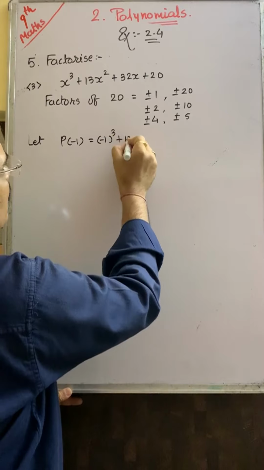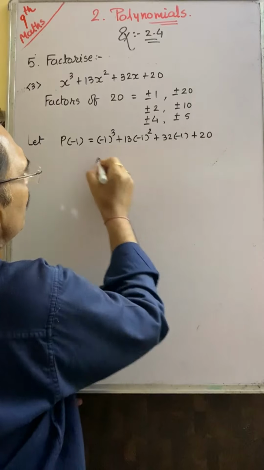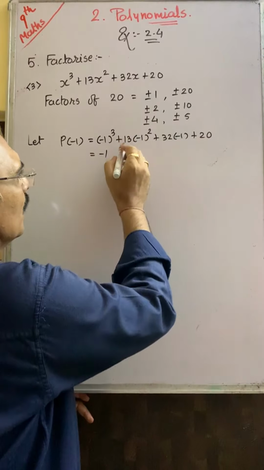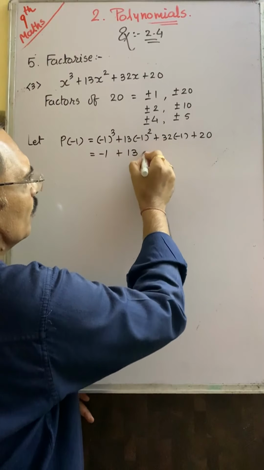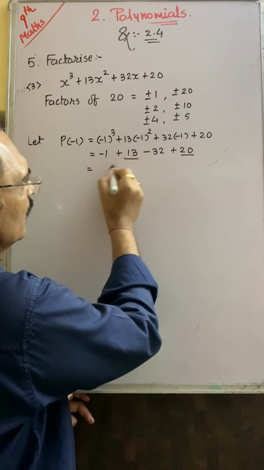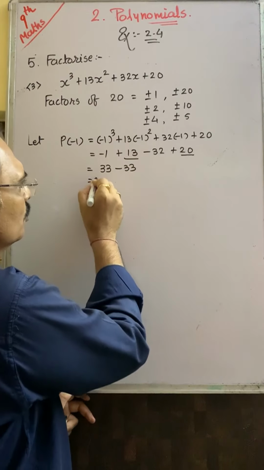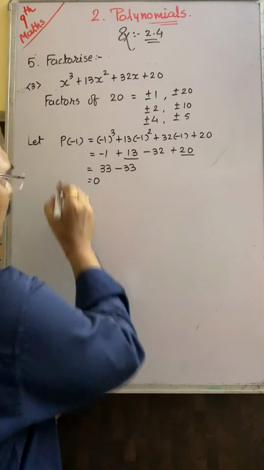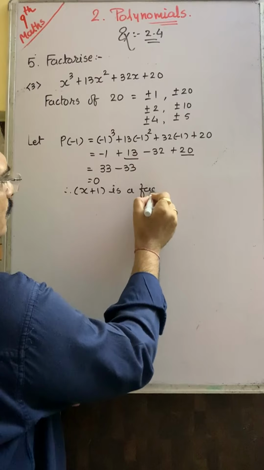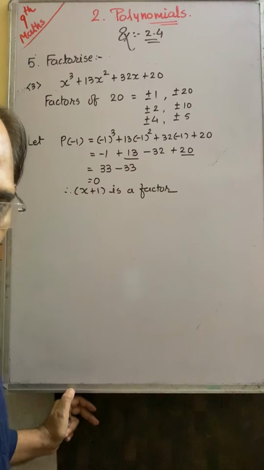Minus 1 cube plus 13 times minus 1 square plus 32 times minus 1 plus 20. Minus 1 cube is minus 1 because the power is odd. Minus 1 square is plus 1. 13 ones are 13, plus minus 32, plus 20. See, plus 20 and plus 13 will be 33. Minus 1 and minus 32 will be minus 33. So this is 0. Remainder is 0. Therefore, we can write x plus 1 is a factor.